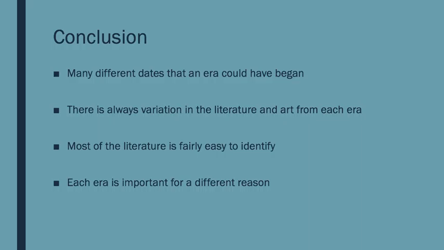Without these eras, we would not have the people that we look back on, such as Tennyson, such as Eliot, such as Yeats, such as Wordsworth. We wouldn't have these notable writers that we look back upon and we build upon without these eras. So I hope this presentation has assisted you in learning more about the Romantic, Victorian, and modern eras. And have a great day.